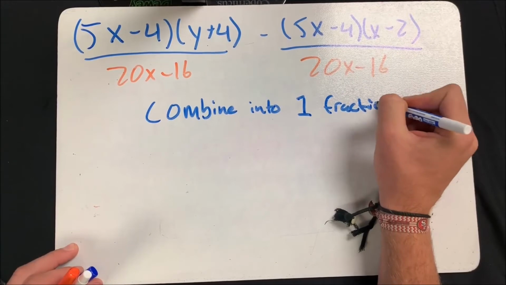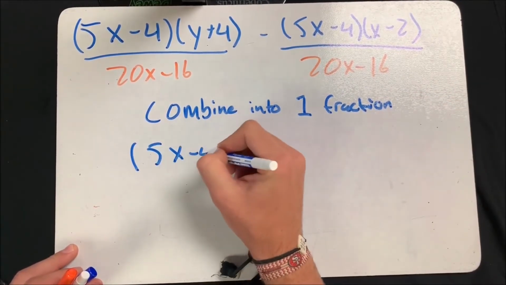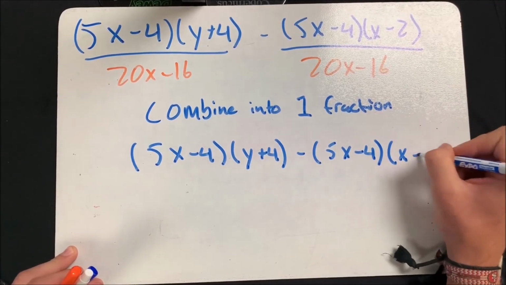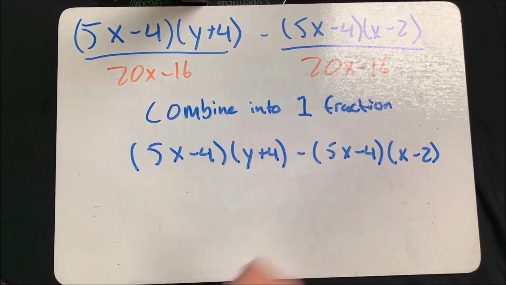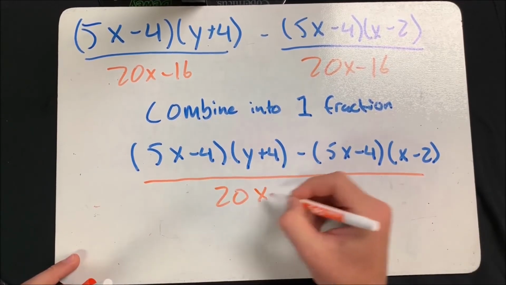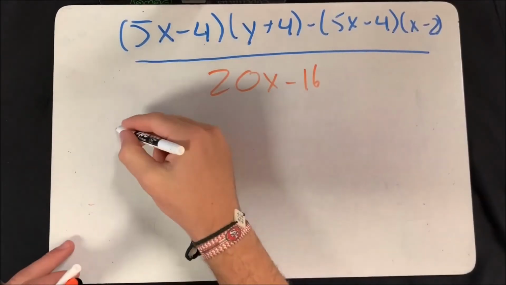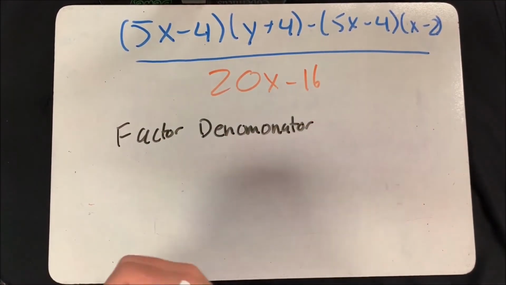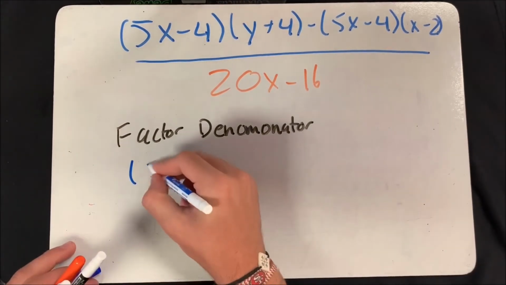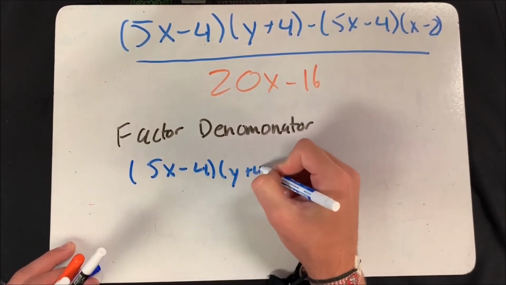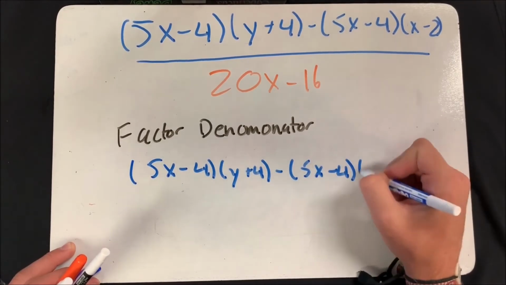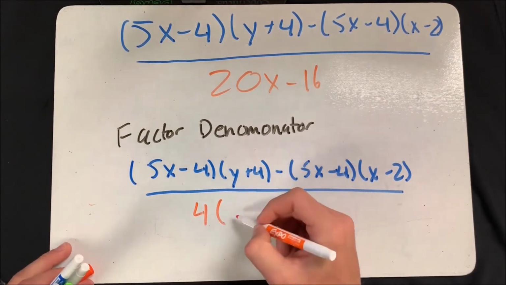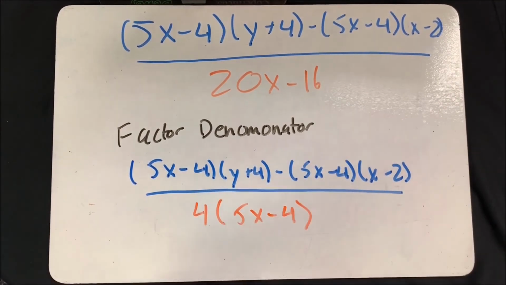Our next step is to combine into one fraction. You just rewrite the numerator all over the denominator. It's a pretty easy step. Over 20x minus 16. Now you want to factor the denominator, and you could take out a 4, which makes it 5x minus 4. So you just rewrite the top and write it over 4 times the quantity 5x minus 4, because you could take out a 4.